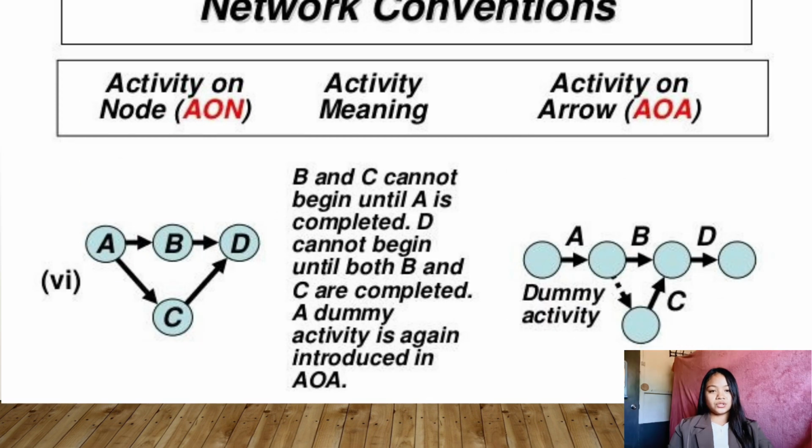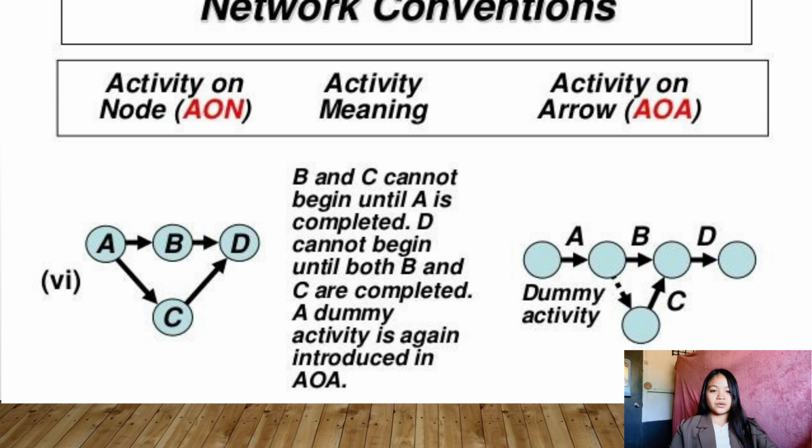These compare two network conventions, the activity on node or AON and activity on arrow or AOA. These are methods used in project management to represent the sequence of activity in a project. Also, activity on node or AON: this method uses nodes, usually represented by circles or boxes, to depict activities and arrows to show the dependencies between them. It's a common way to visualize the workflow of a project.